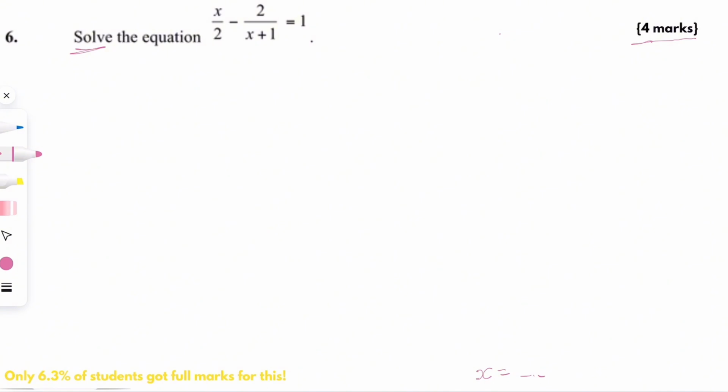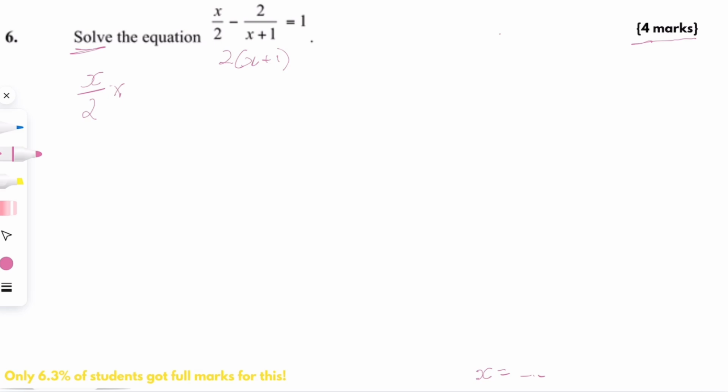So we have x over 2. Now, to make both fractions have the same denominator, I'm going to make them have the denominator of 2x plus 1. Okay, why? Because this is the easiest denominator to make both of them have, by timesing it by the other denominator. So let me go through it and it'll make more sense.